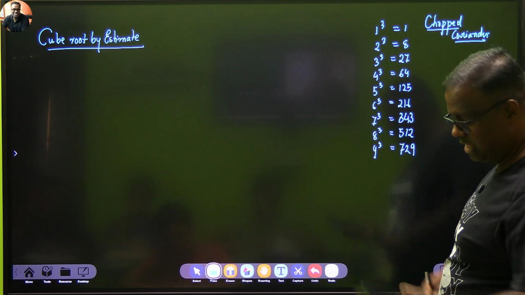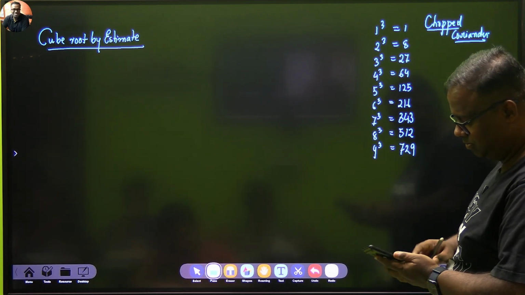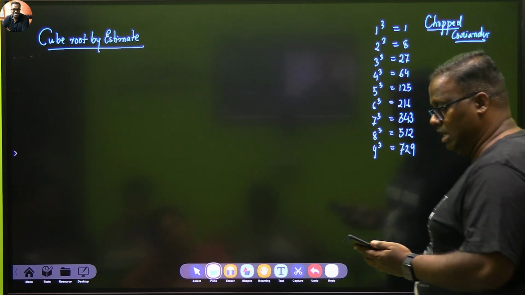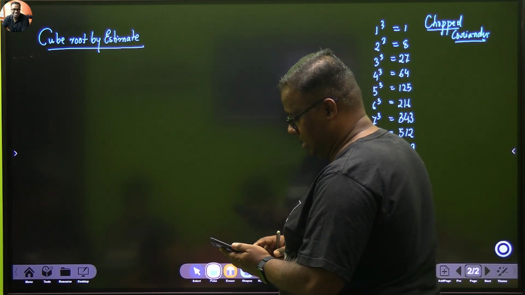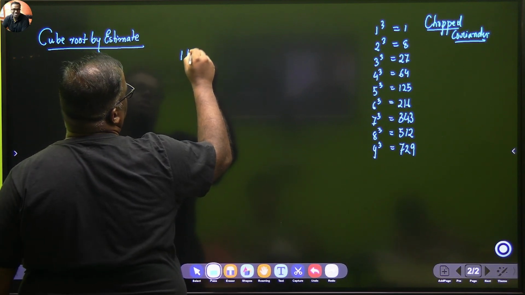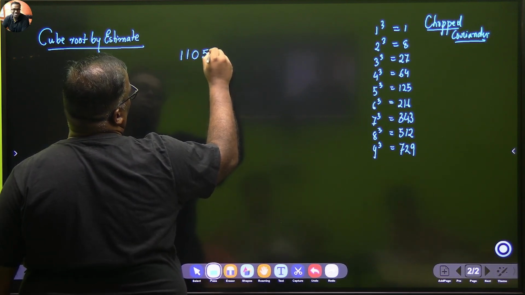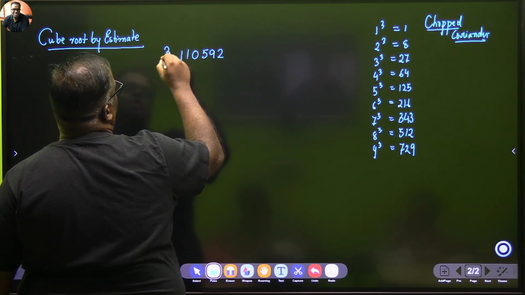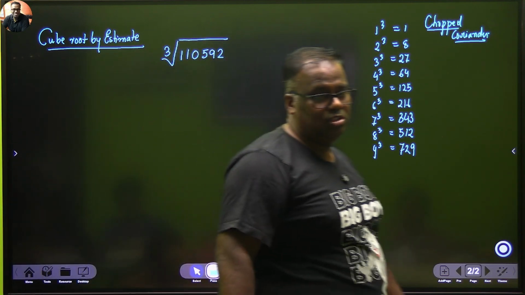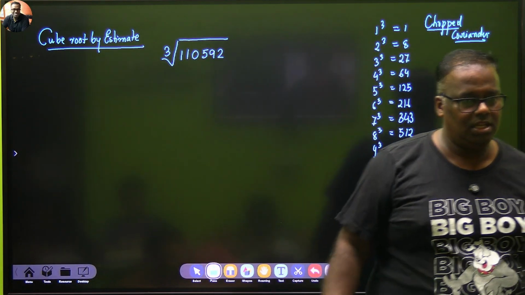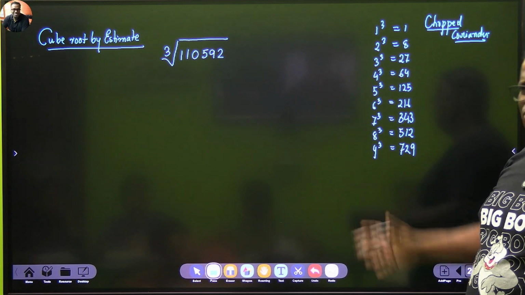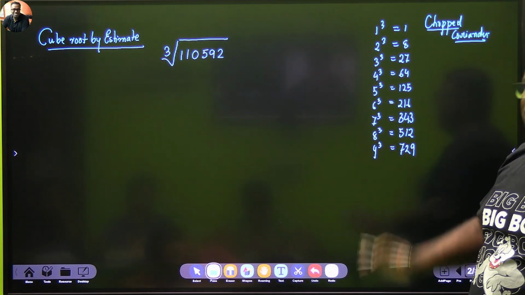Ready? So let's take some numbers. Let's take the number 110592. We have been asked to compute the cube root of this number. We are not allowed to do any prime factorization. We will guess and do. It's easy. Let's understand it step by step.